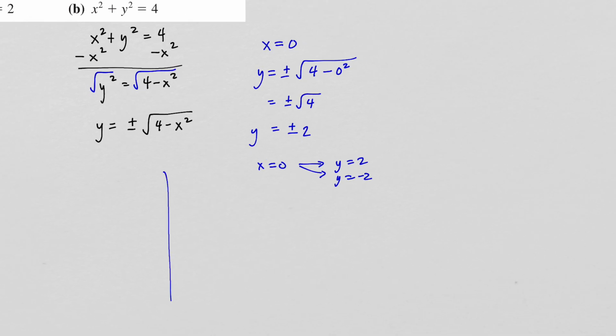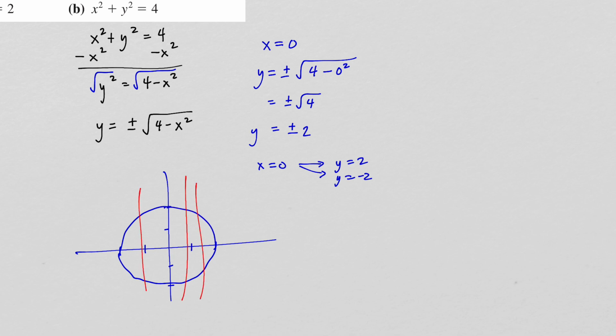Now, if you go to graph this equation, you might remember that the graph of x squared plus y squared equals 4 is simply a circle of radius 2. And now you can see very clearly that when you draw vertical lines, you are intersecting the graph more than once. So the answer here is no, this equation does not represent a function.